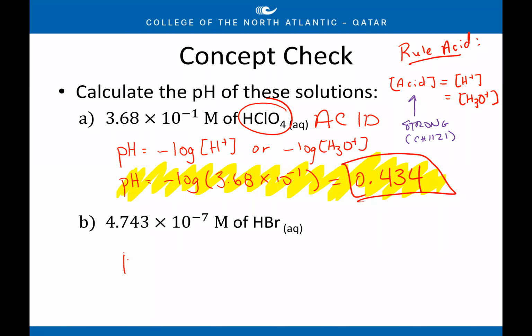So pH is negative log of the concentration. So it's 4.743 times 10 to the minus 7. Now, if you forget the 10 to the minus 7, it's really going to mess up your answers.